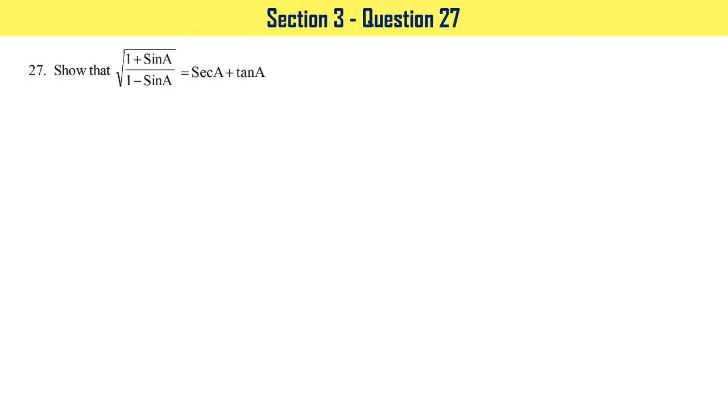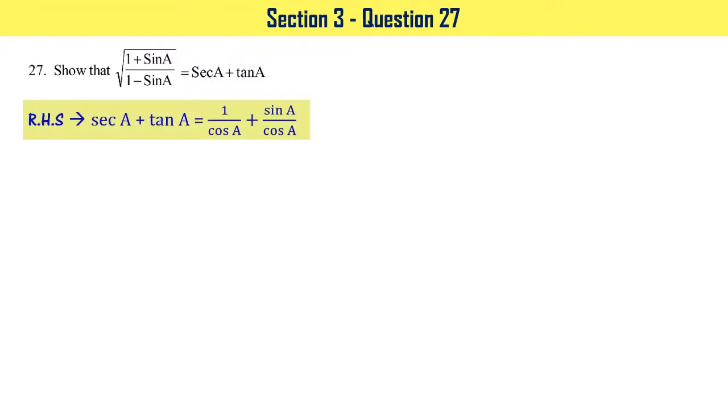Show that square root of 1 plus sin A divided by 1 minus sin A equal to sec A plus tan A. Let us consider right hand side expression, that is sec A plus tan A, right? We know sec A can be written as 1 by cos A and tan A can be written as sin A by cos A, right? If I take cos A as LCM and simplify the expression, I'll get it as 1 plus sin A divided by cos A, right? Now RHS is 1 plus sin A divided by cos A.